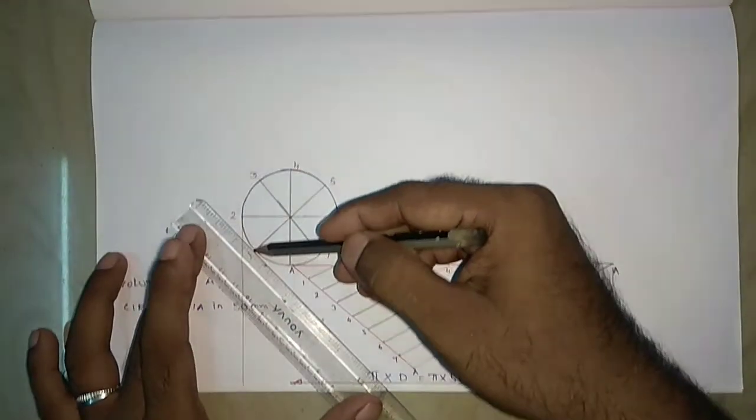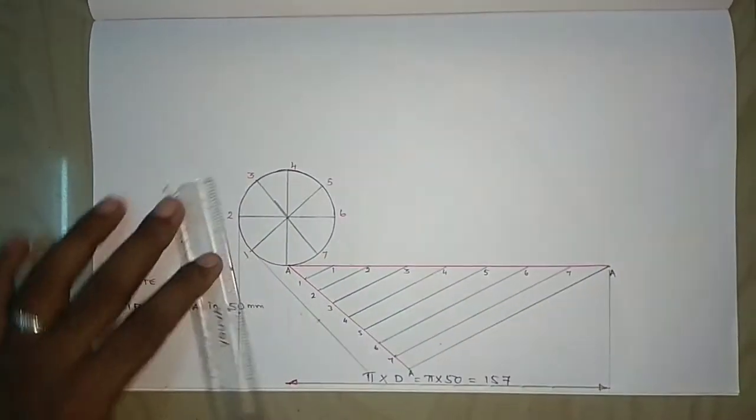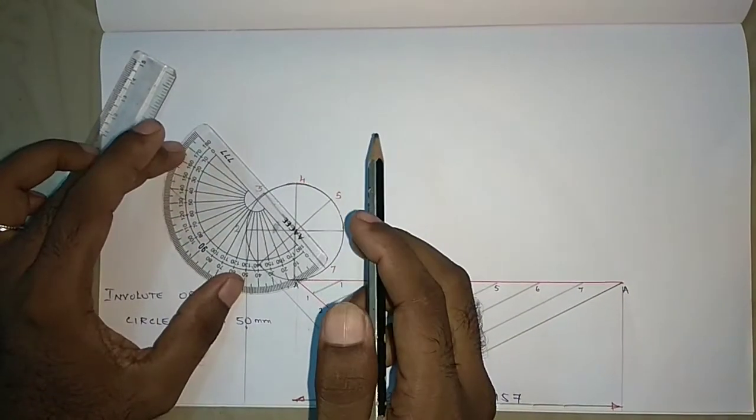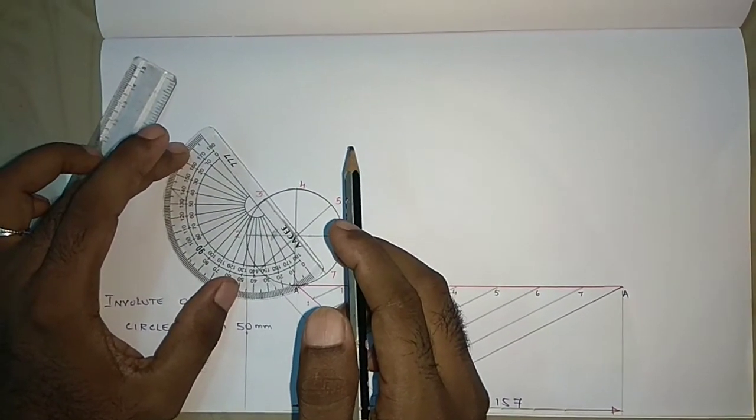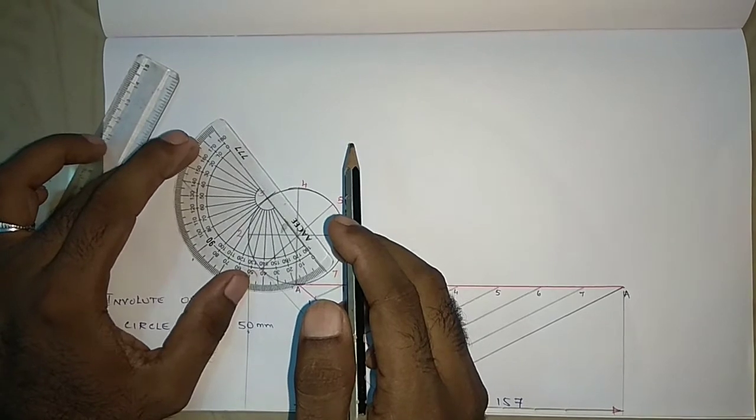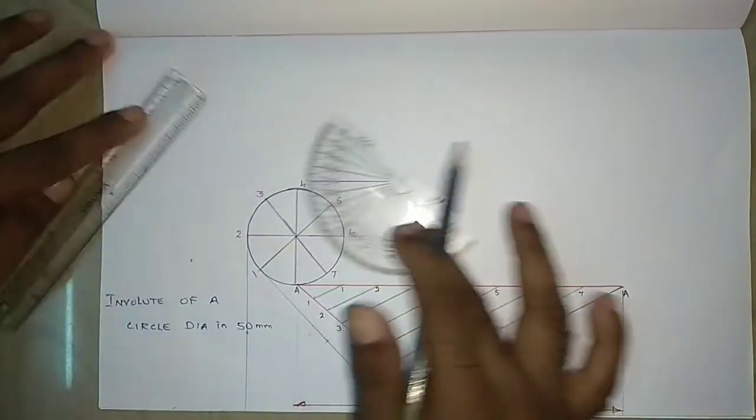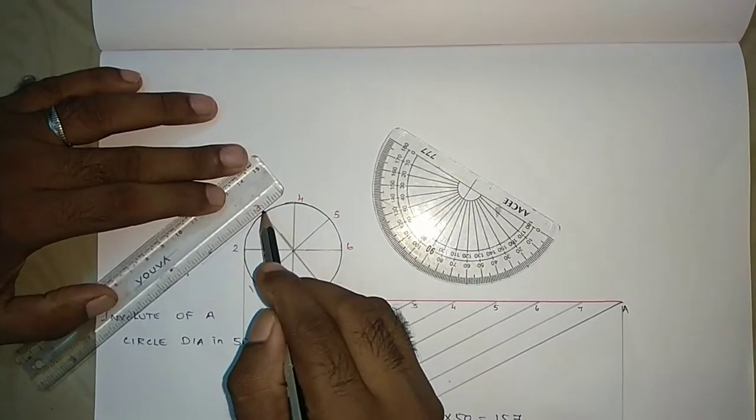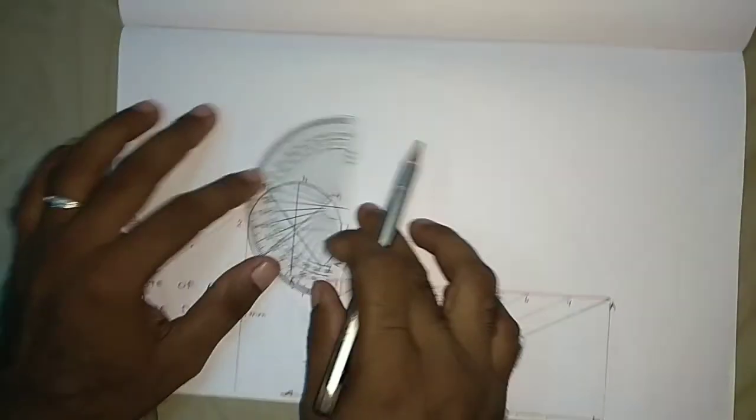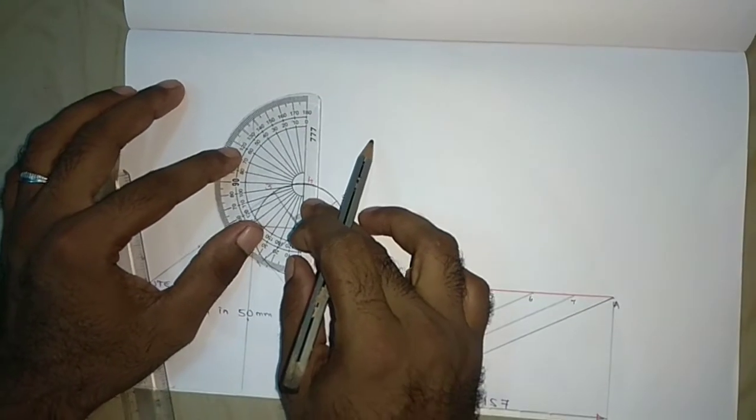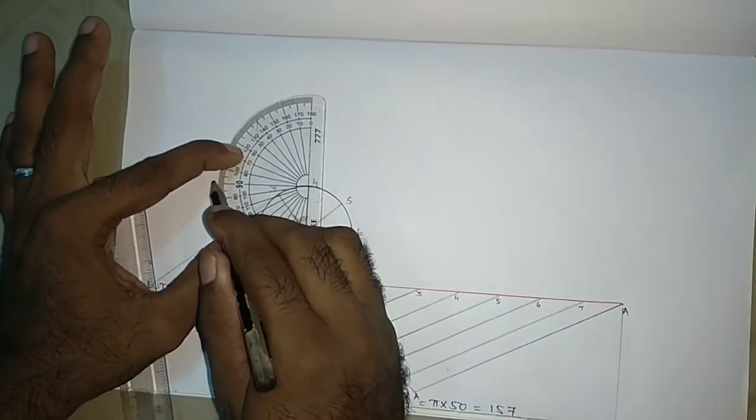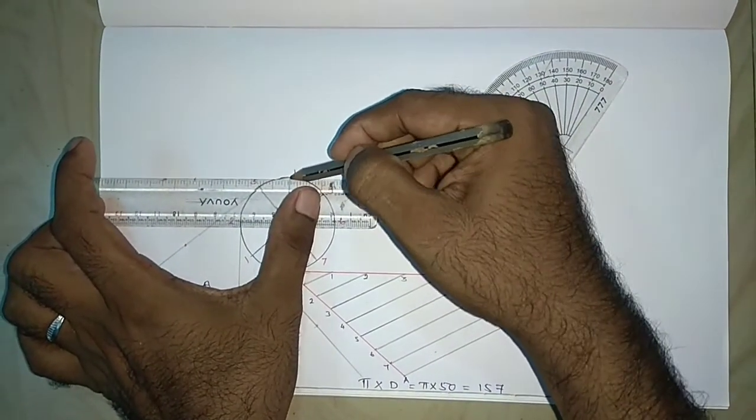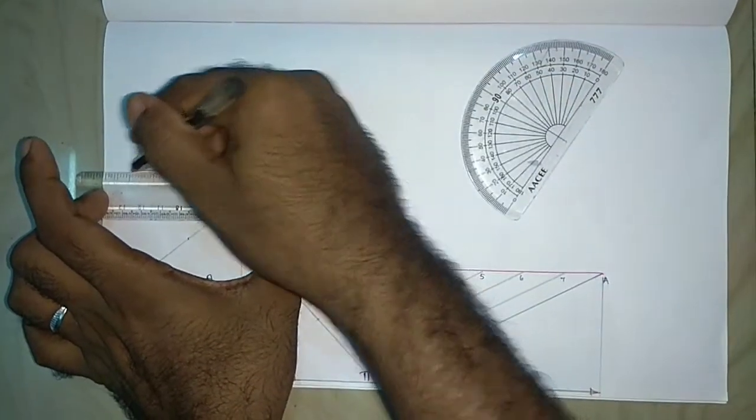If you have a drafter, that is very easy for you. Placing the protractor like this, take 90 degrees. If you have a drafter, place the drafter scale at 90 degrees to each other. Draw the tangent line from each and every point. Draw a random line; it does not matter how long it is. You just extend the line. So from point 4, I am taking 90 degrees and just extending the line without taking any measurement.